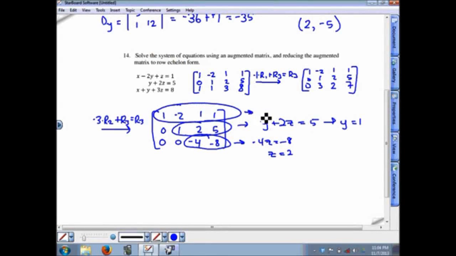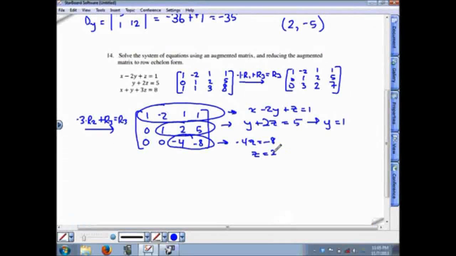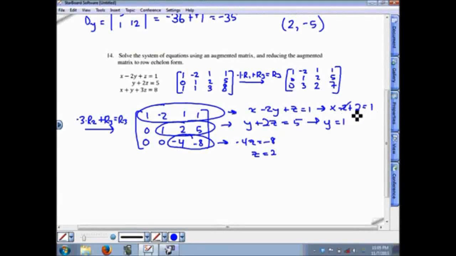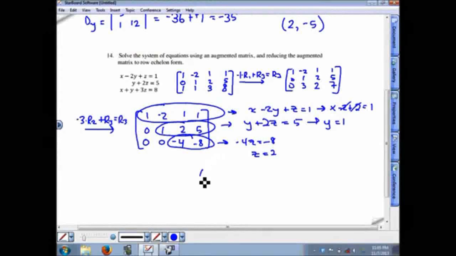Now, this top row is the equation x minus 2y plus z is equal to 1. If z is equal to 2 and y is equal to 1, that becomes x minus 2 plus 2 is equal to 1. Negative 2 plus 2 reduces to 0, so x equals 1. y equals 1 and z equals 2.